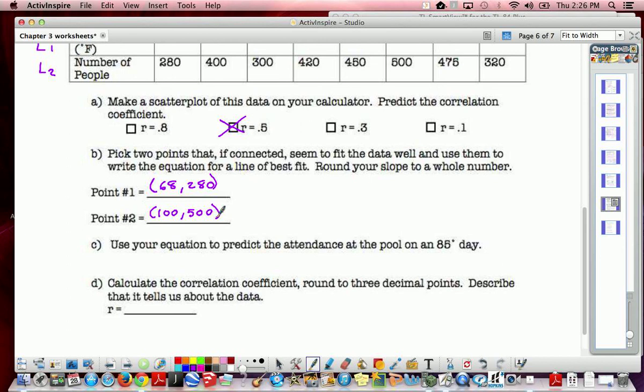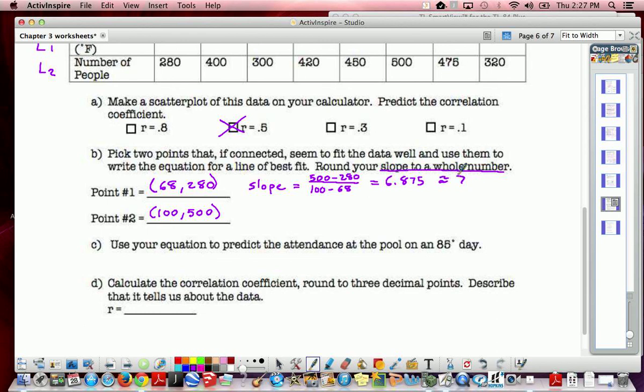So I need to use these 2 points like I've done before and find the slope. To find my slope, change in y, so 500 minus 280, over change in x, 100 minus 68. I believe we actually did this before with these 2 exact points, 6.875 in a previous problem. But the directions say round the slope to a whole number. So this is going to be rounded to 7.